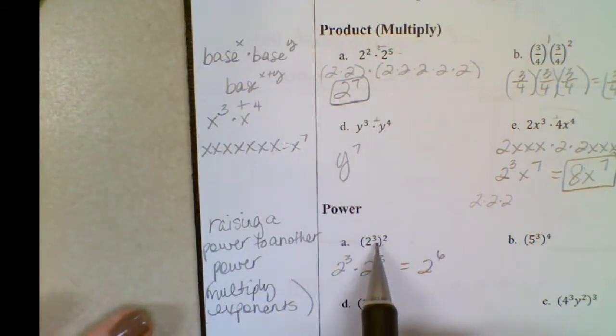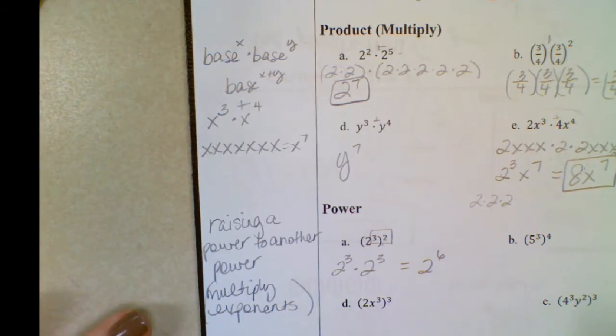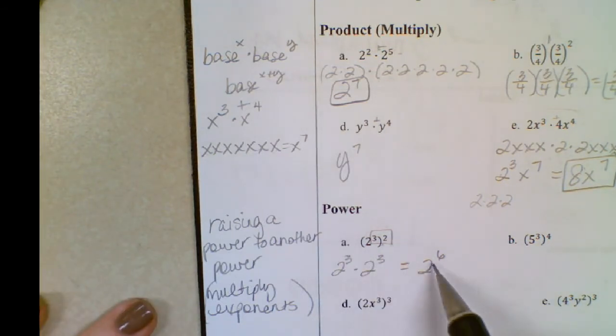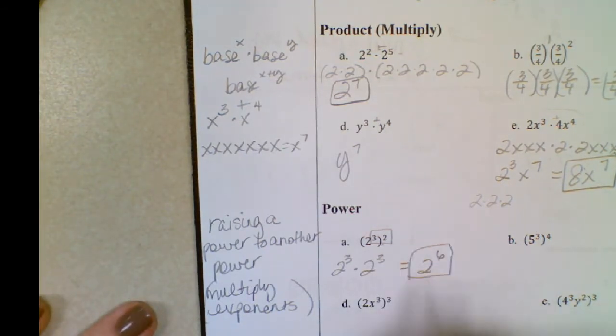And the rule tells me that I can multiply my exponents together. 3 times 2 is also 6. Okay.